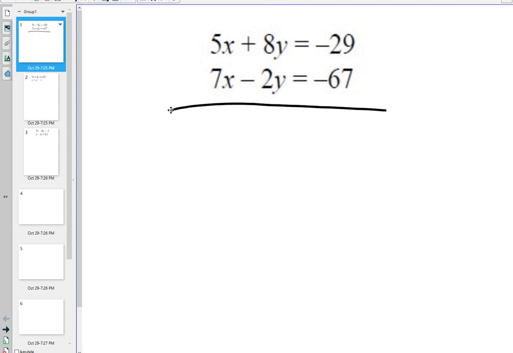I would use elimination, and not only elimination, there's definitely one variable that's calling out to me saying, oh, eliminate me, eliminate me. Yeah, I would say the y's also. So if I'm going to eliminate the y's, I would multiply on the bottom by 4. Because that's going to give me matching coefficients, and they already have different signs.